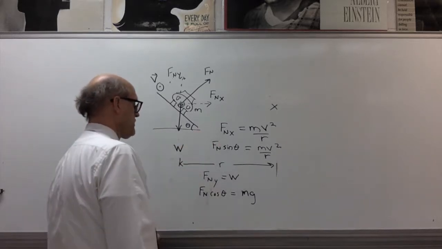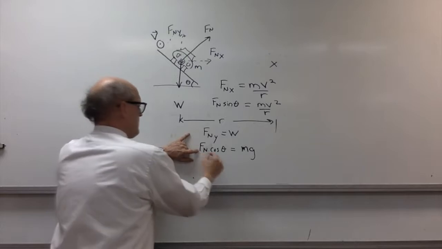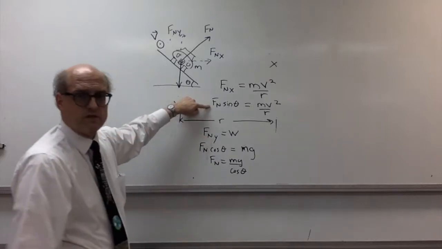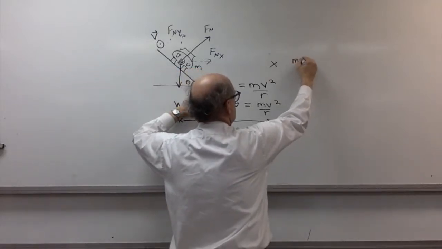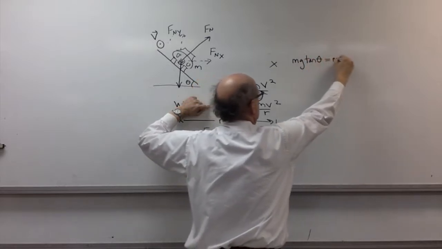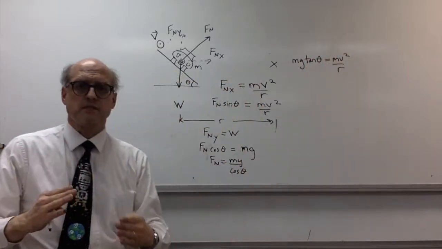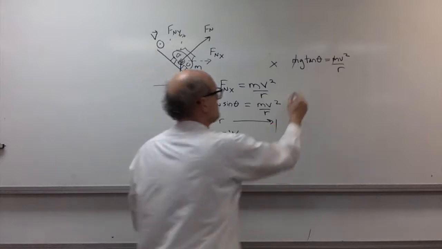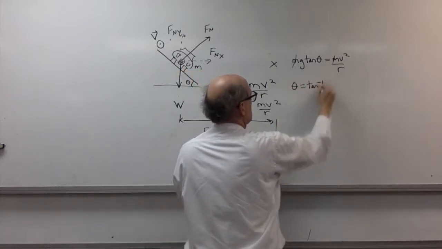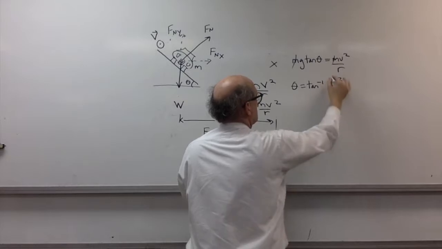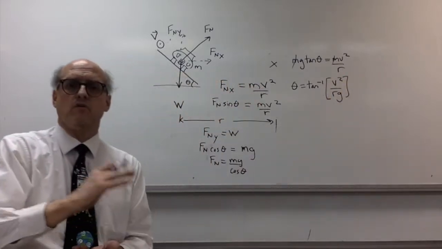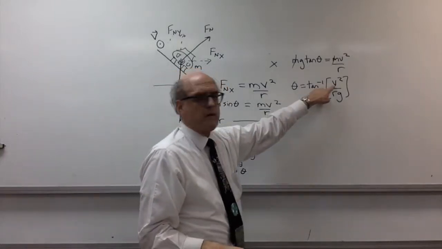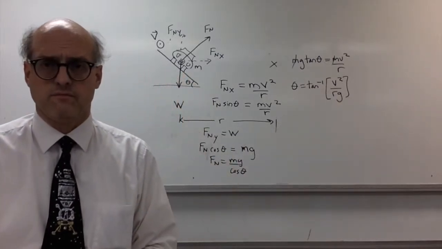Now, if I combine these two equations, I'm going to solve this for Fn, and then substitute this expression into this expression. And I get mg tangent of theta is equal to mv squared over r. Now notice that the mass cancels. And let's say I want to solve for the angle. So I have theta is equal to the arctan of v squared over rg. So this tells us the angle at which this corner has to be banked so that the car can get around the corner at this speed without the need for friction.